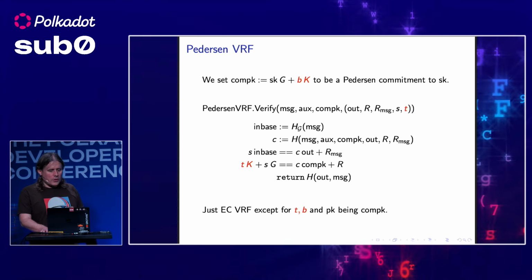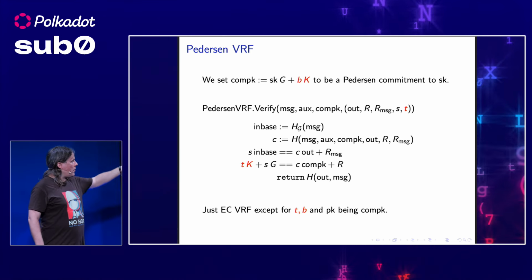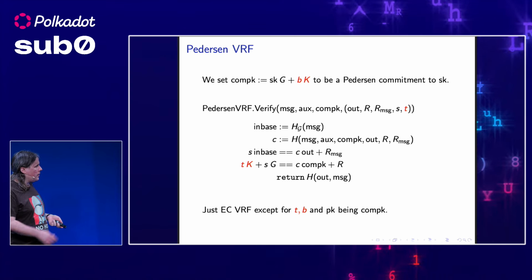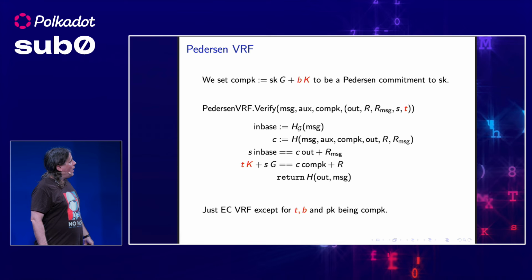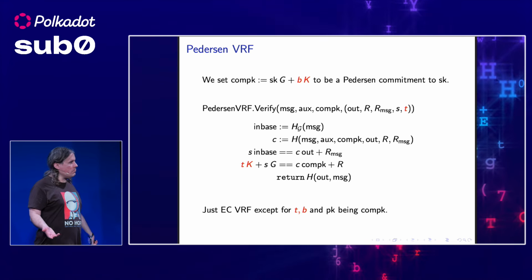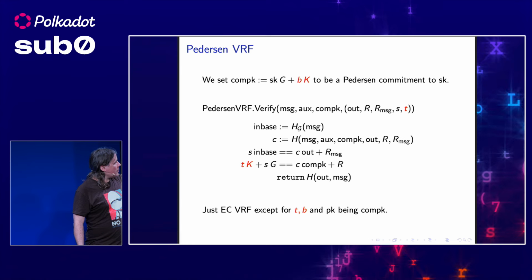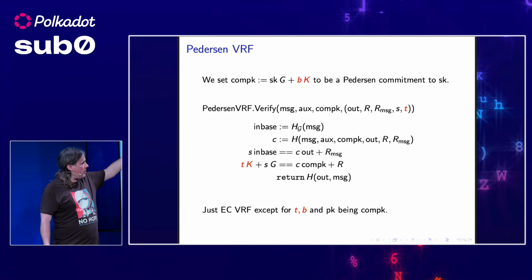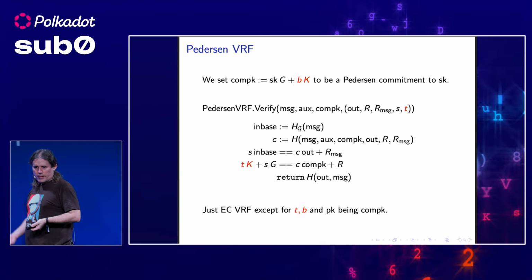All right. So a regular VRF, the regular EC VRF, looks like this without the red parts. I'm not going to put too much math on slides, but there will be a little bit sometimes. There's a very trivial modification of this; we're calling it the Pedersen VRF. It just means that the public key is a Pedersen commitment to a secret key instead of just being the secret key times the base point.